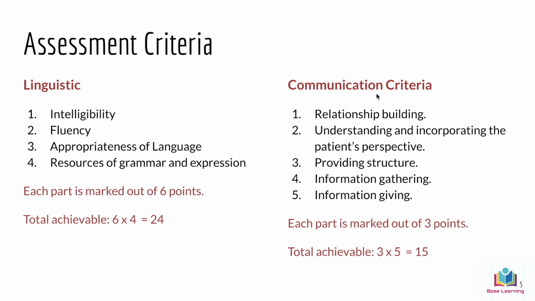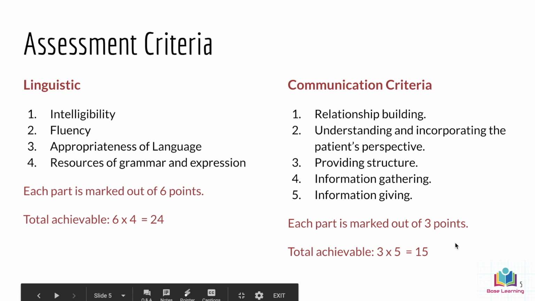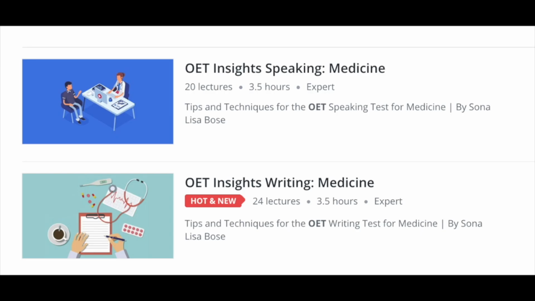For the communication criteria, there are 5 areas: relationship building, understanding and incorporating the patient's perspective, providing structure, information gathering and information giving. And again, we'll be looking at these in more detail during the course. And each of these 5 areas is marked out of 3, so you can have a possible top score of 15.